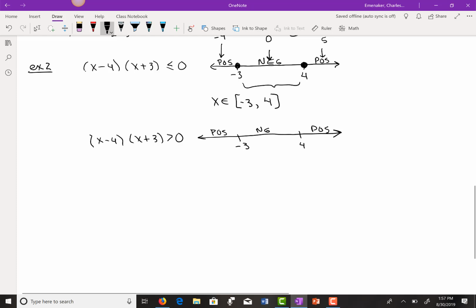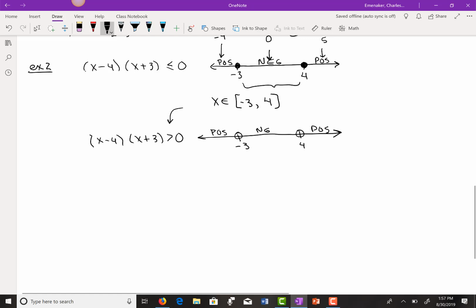Be careful. This time, can we include our roots or not include them? Not include them. You're right. How do you know you can't include them? It's not equal to. See it in the sign? It says greater than, but it says nothing about equal to. So instead of dots there, what are we going to put? Open circles at -3 and 4.